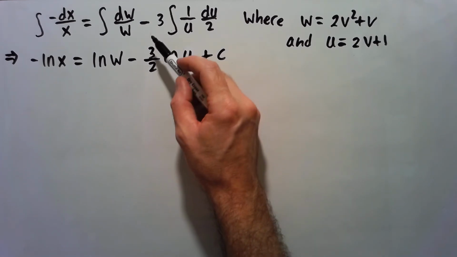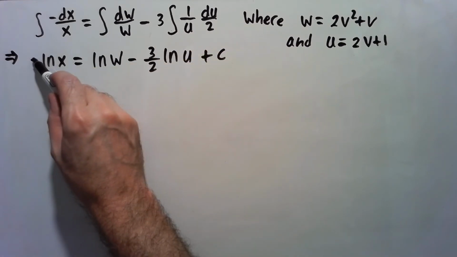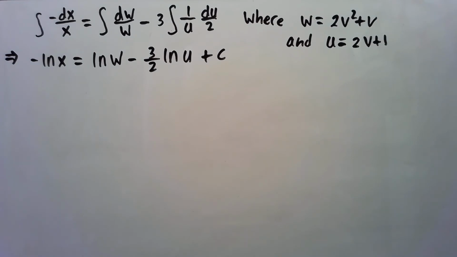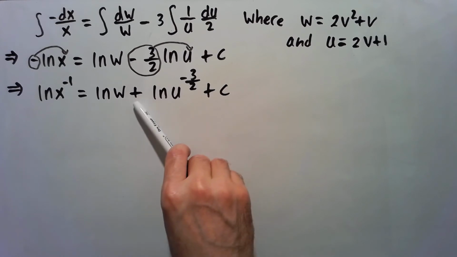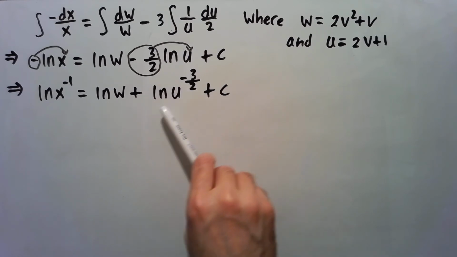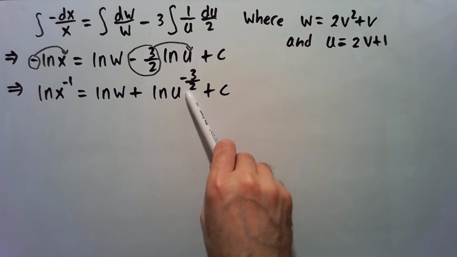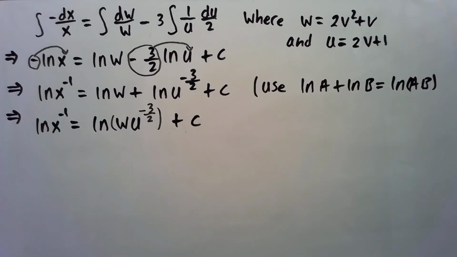The minus 3/2 here, I can take up as an exponent on the u, and this minus 1 here I can take up as an exponent on the x. Let me do that next. So we get this then. And now the ln of w plus ln of u to the negative 3/2. Since you're adding those two ln's, you can multiply the w and the u to the minus 3/2 and write it as a single ln. So doing that we get this.